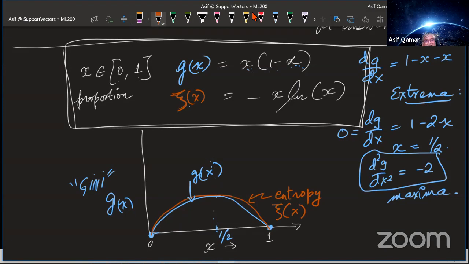So far so good, guys. Is it easy to understand? Anyone who's having difficulty understanding this, this is a great moment to stop me.